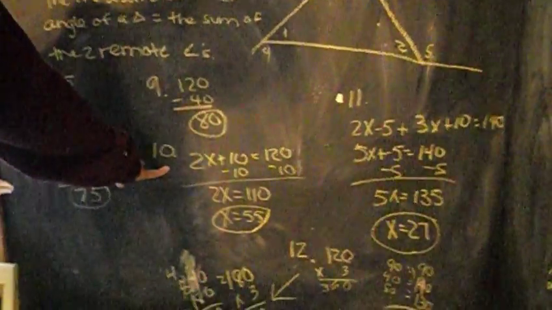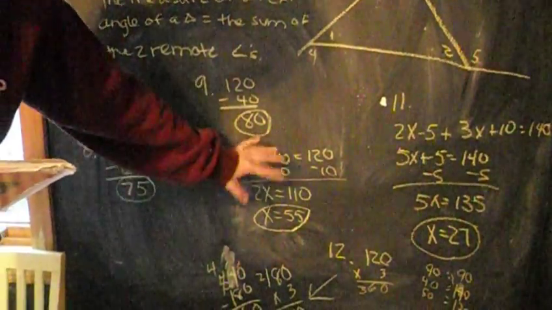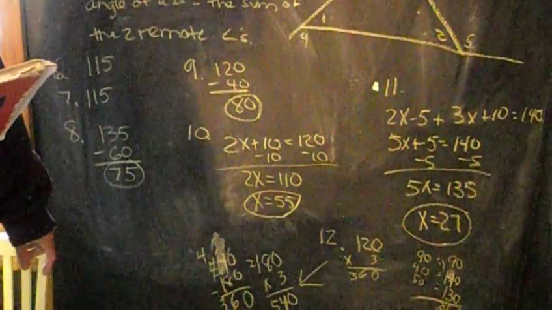So 2x plus 10, I'm adding those two together, equal 120. Solve for x, you get x equals 55.